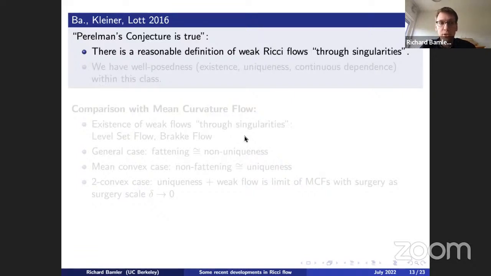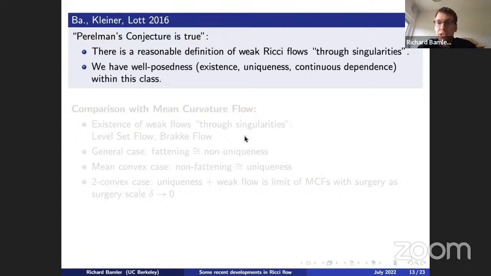having to perform a surgery. And within this class, we have well-posedness of the Ricci flow equation, meaning that given an initial condition, there exists one of these flows starting from this initial condition, and it's uniquely determined by the initial condition, and we have continuous dependence on the initial condition. And again, I'll say a bit more about what this means in practice on the next slide.